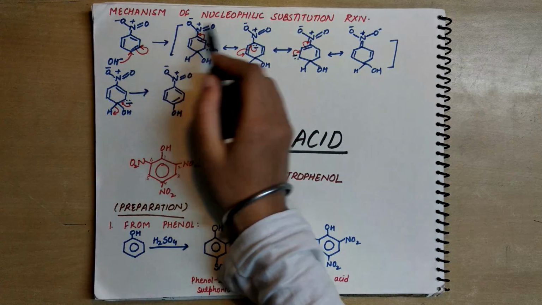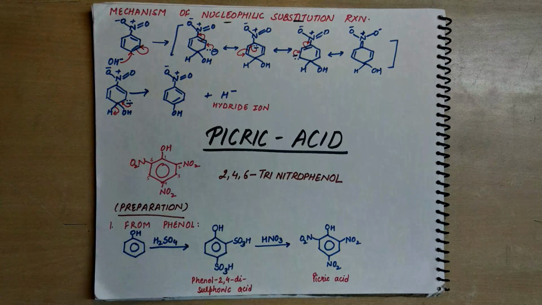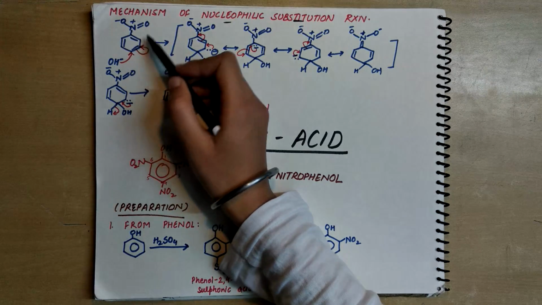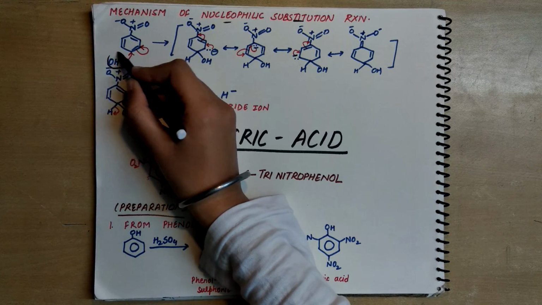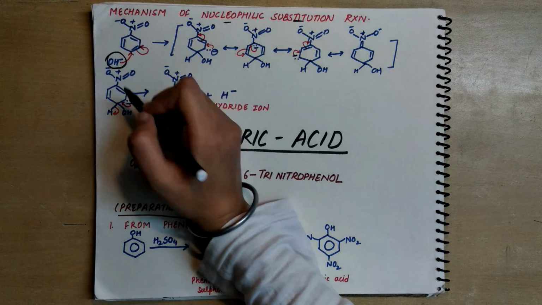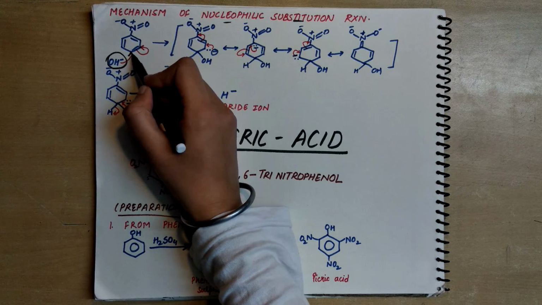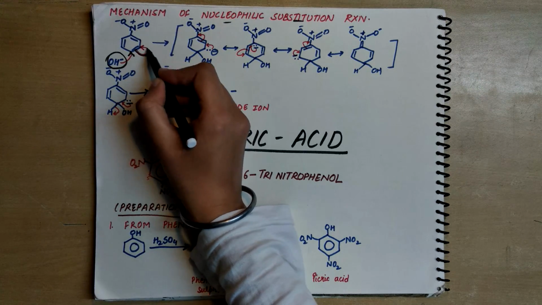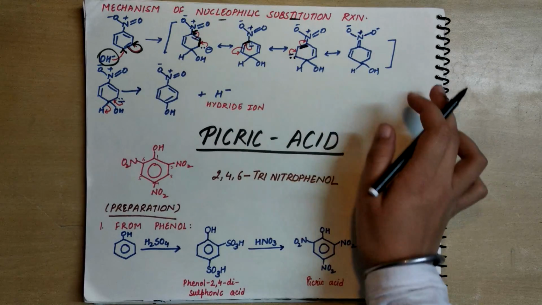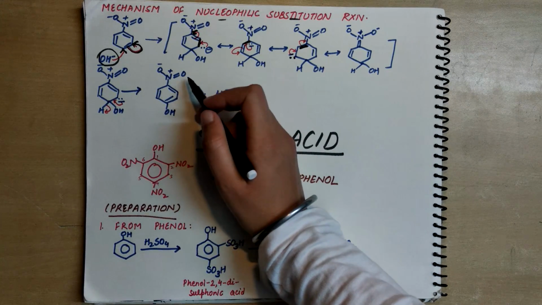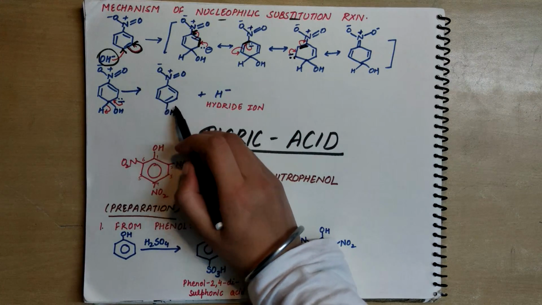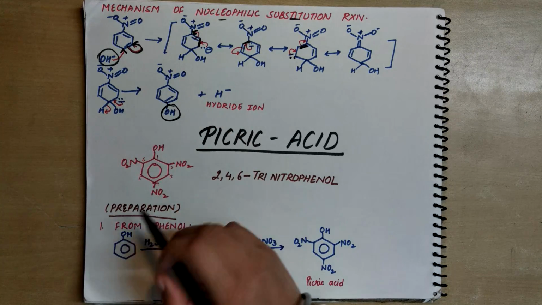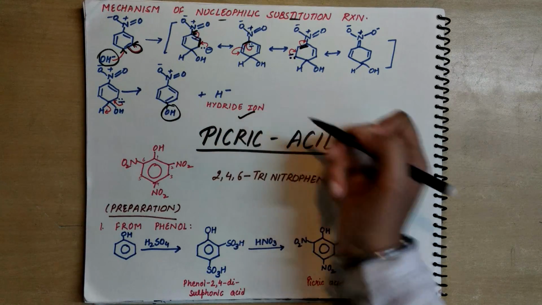Then we have the mechanism of the nucleophilic substitution reaction. Here we have nitrobenzene. When the nucleophile OH negative attacks on the ring, here it is attacking at the para position. This bond will shift here. From these resonating structures, we get nitrophenol. This nucleophile attacks at the para position and the hydride ion is removed.